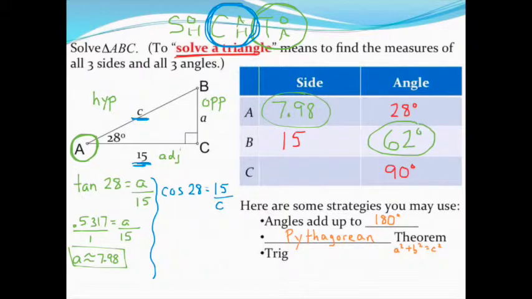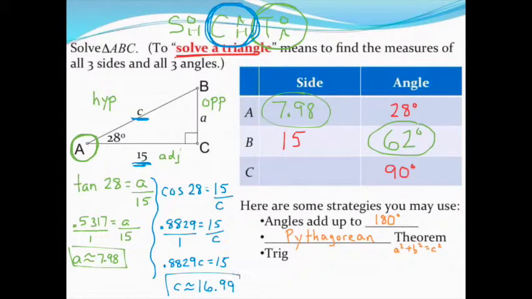So notice that variable could be in the top or bottom of your fraction. Once again, using a calculator to find the cosine of 28, I find that to be about 0.8829 equals 15 over C. And again, it may be helpful to do this as a proportion, so throw that over 1, and then do some cross multiplying. So 0.8829C would be equal to 15. And finally, dividing both sides by 0.8829, I find side C to be approximately 16.99. And as long as you're somewhere in that ballpark, you're fine.